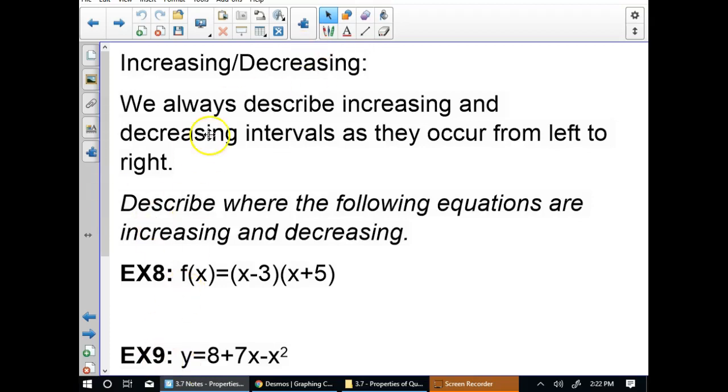Okay, this is the second half of the notes for section 3.7, and in 3.7 we're looking at properties of quadratics. So we talked about the domain and range. We've also talked about end behavior. Now we're going to talk about where the function's increasing and decreasing, and also where it's positive and negative.